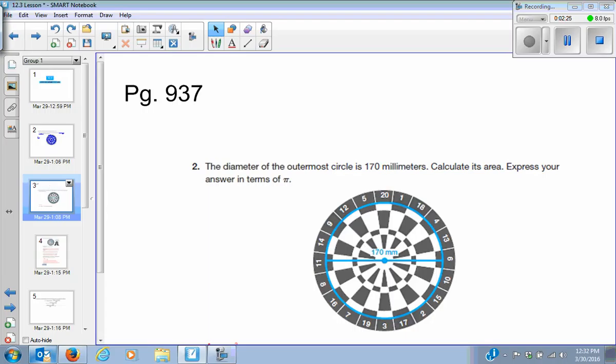Page 937. The diameter of the outermost circle is 170. Remember, diameter goes from one side of the circle all the way to the other side through the center. So calculate its area. Express it in terms of pi.